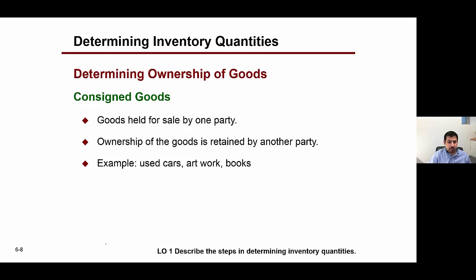Take, for example, if you intend to sell your car, you will take the car to a used car dealer, and you ask them to sell it for you. They will keep it in their lot, in their showroom. They will sell it for you for a fee, but they will not buy it from you. So you are still the owner of that car, and the dealer will be just selling it for you. So this is what we mean by consigned goods.